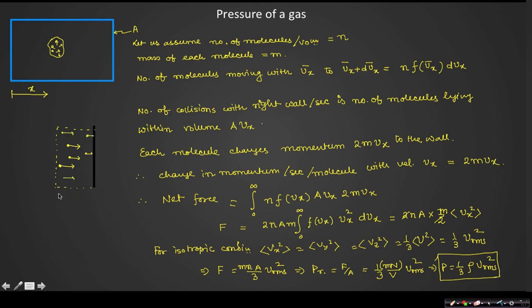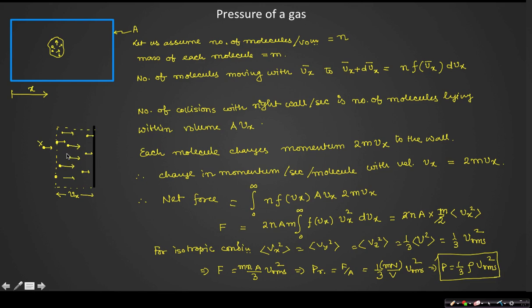What is this length? This length is obviously Vx. In 1 second, those gas molecules which are inside this volume can only hit it. The gas molecules which are out of this volume cannot hit it, right? So the volume is A into Vx. So the total number of molecules that are moving with a velocity range Vx to Vx plus dVx, and that are inside this volume, is A into Vx multiplied by this number.